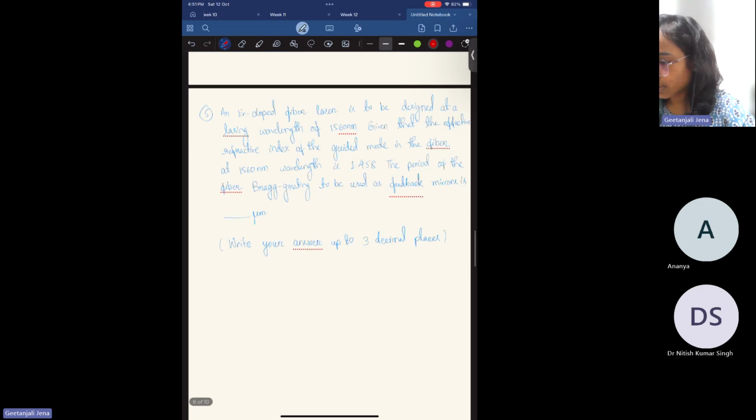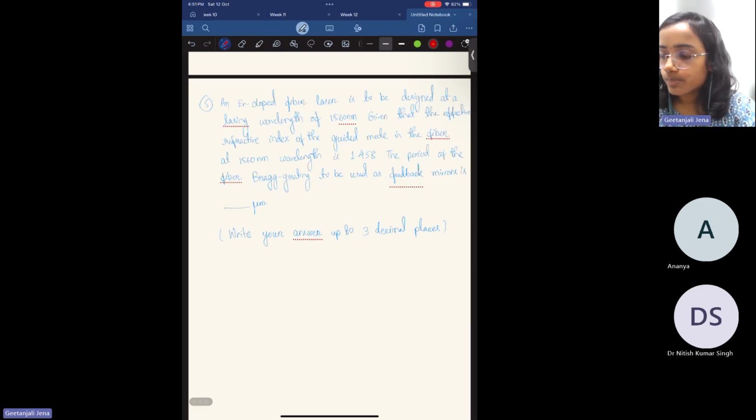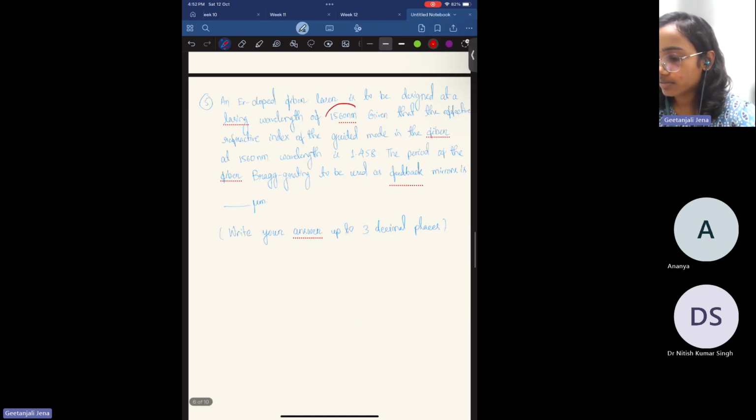So let us quickly see what is the next problem. It is based on the erbium doped fiber laser. The question says an erbium doped fiber laser is to be designed at a lasing wavelength of 1560 nanometer. Given that the effective refractive index of the guided mode in the fiber at 1560 nanometer wavelength is 1.458, and the period of the fiber Bragg grating to be used as feedback mirror is the unknown. So you want to design a single frequency laser, and you are given the wavelength you want to oscillate, which is lambda 0, 1560 nanometer, and the effective refractive index is also given.